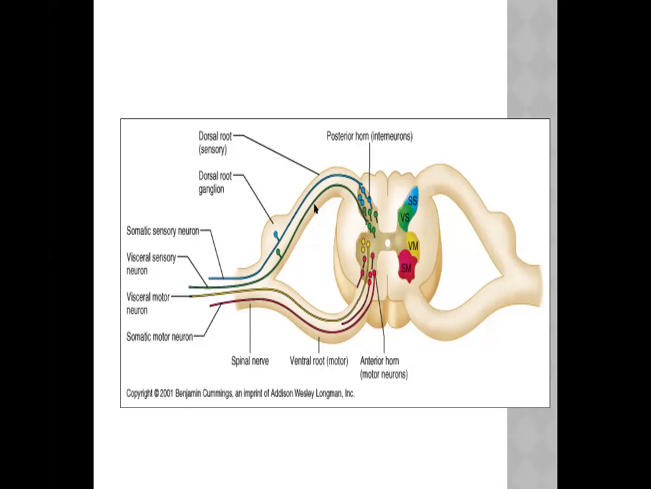Whenever the dorsal root and ventral root combine with each other, then a spinal nerve is formed. So this is a spinal nerve. You can clearly see here. This spinal nerve will immediately divide into two branches, and those are known as ventral ramus and the dorsal ramus.